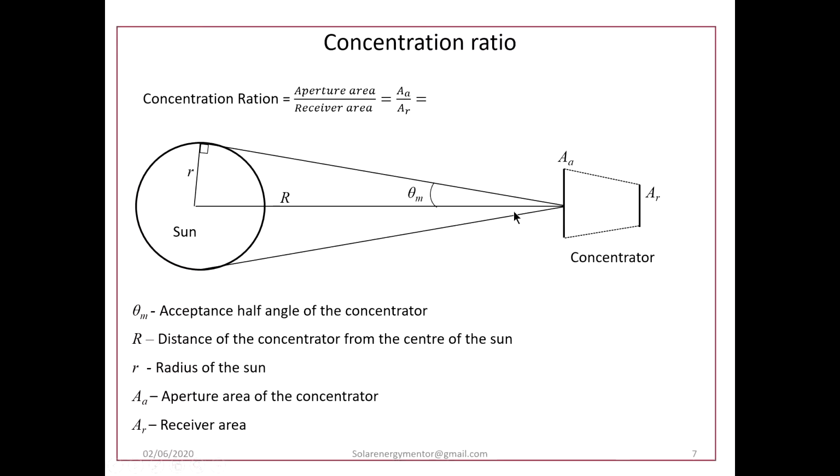Okay, and then this aperture and receiver receive the sun rays from the sun. Now when we look from this point towards the sun, the included angle of the sun is 2 theta, and this single angle is called theta m. This is called the acceptance angle, theta m. R is the distance between the sun and the concentrator, and small r represents the radius of the sun.